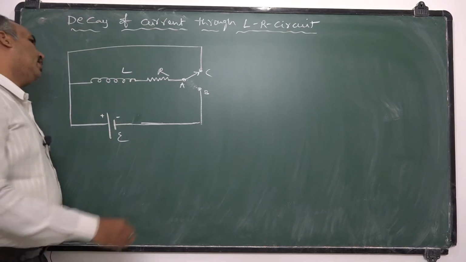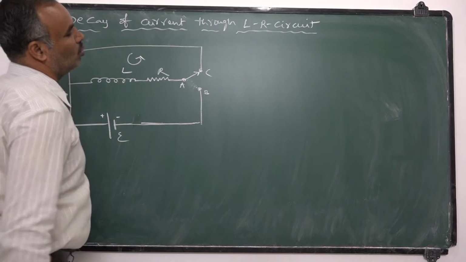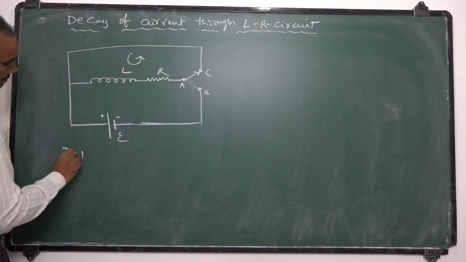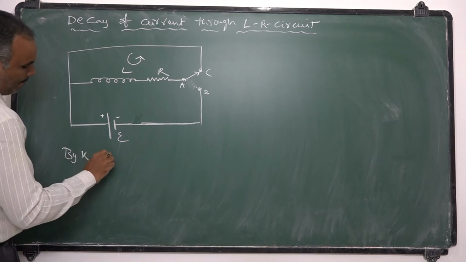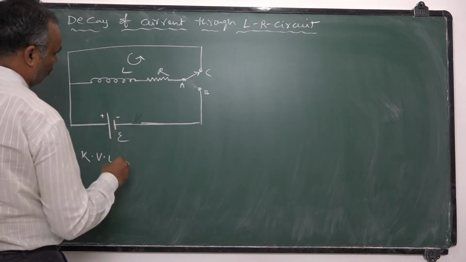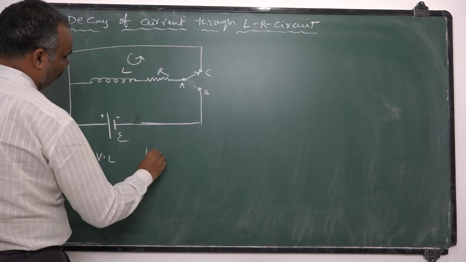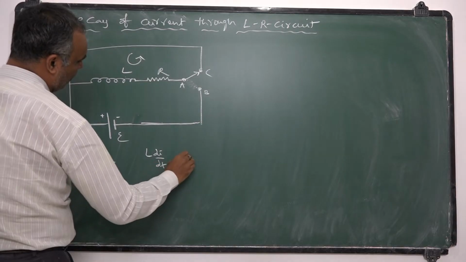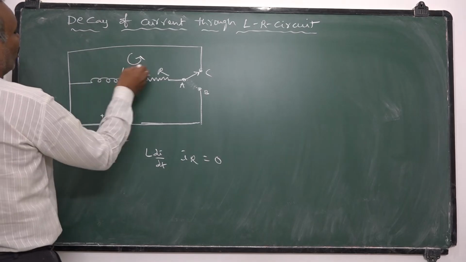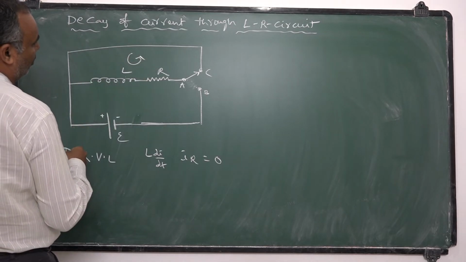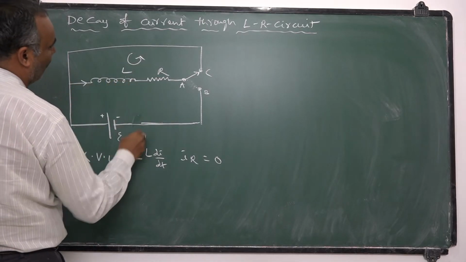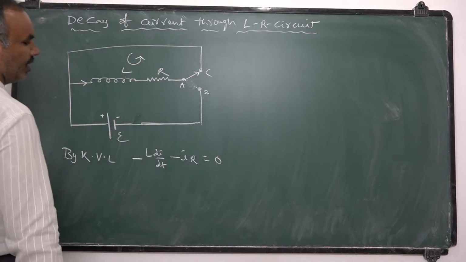Now if I apply Kirchhoff voltage law in this closed loop, here no source of EMF is there. Voltage drop at this point is L into di by dt, and IR. Their sum must be equal to 0. If you are going like this, current is also going like this, from high to low, negative, high to low, negative.